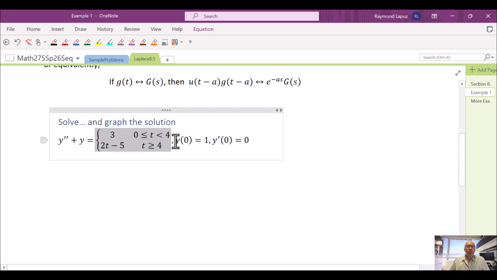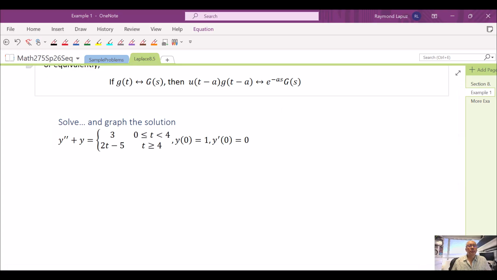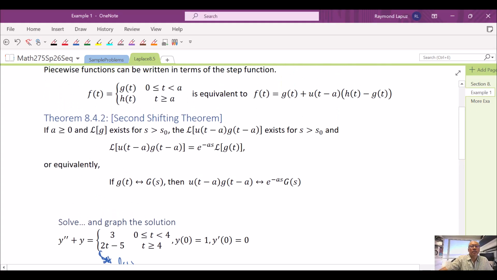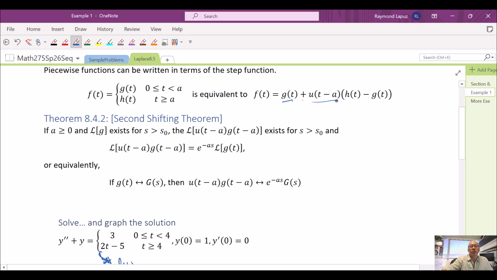And we do have y of 0 is equal to 1, y prime of 0 is equal to 0. So these are your initial conditions. All right, before we transform this, let us first rewrite our piecewise function. So let's call this f of t. And if you remember what that was, it's going to be the first function plus the shift times the difference between the second function and the first.